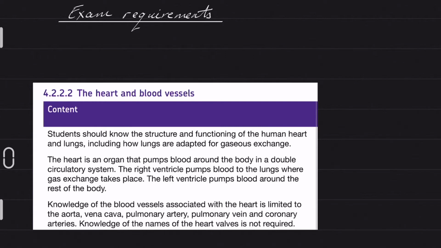And notice it says knowledge of the heart valves is not required. There are various valves, and they have different names in the heart and in certain blood vessels. You do not need to know those names, but you do need to know the function of valves. And we've already come across valves when we were looking at the structure of veins, and they are similar.